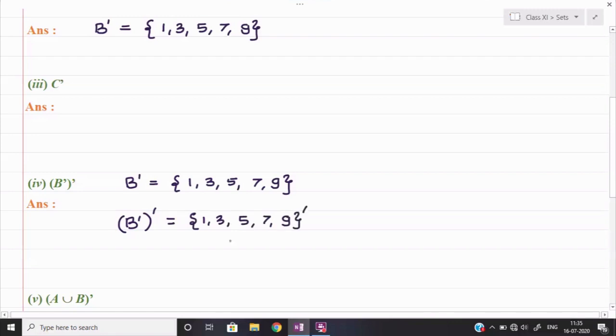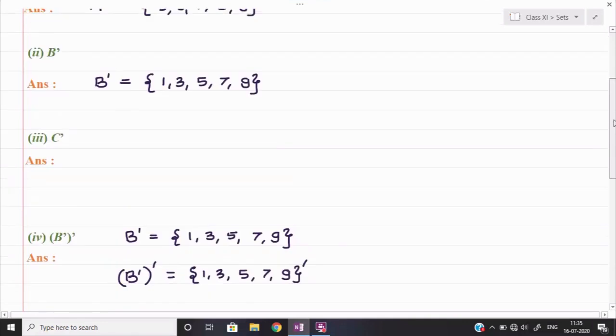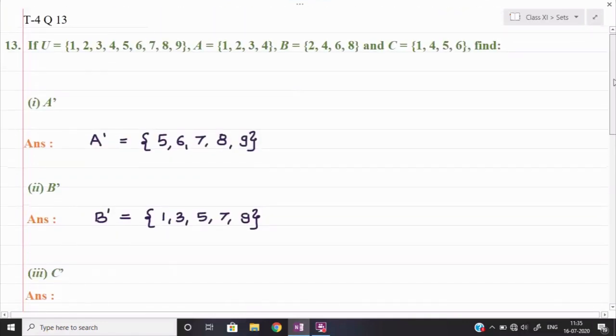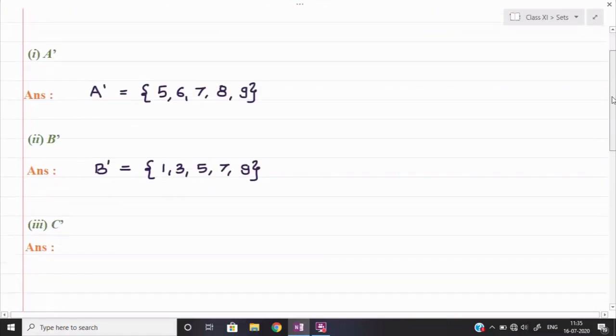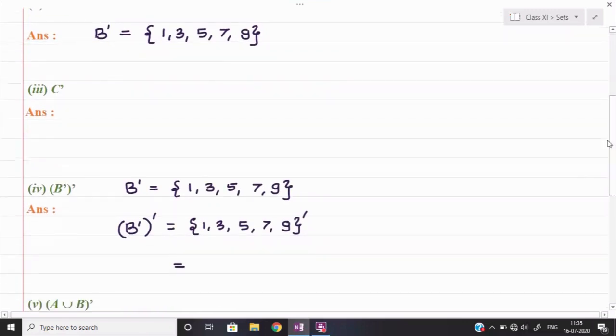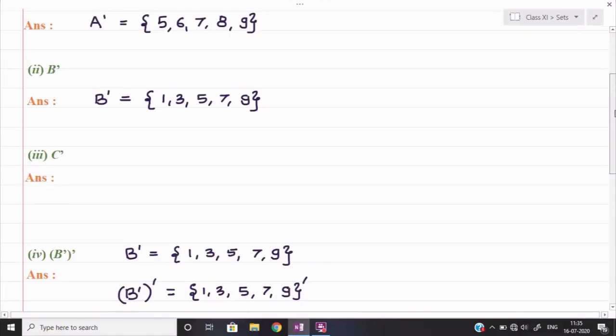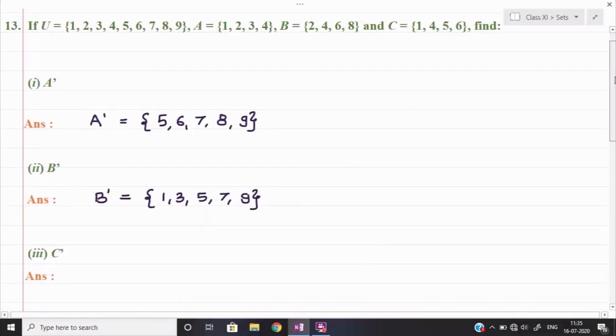Complement I am finding. Now 1, 3, 5, 7, 9 I will subtract from the set U. So U is actually the elements 1 to 9. So 1, 3, 5, 7, 9, if I subtract, what will remain over here? It will remain 2, 4, 6 and then 8. Okay, and 2, 4, 6, 8, is it equal to the given value B? Can we say that? Once we can check.